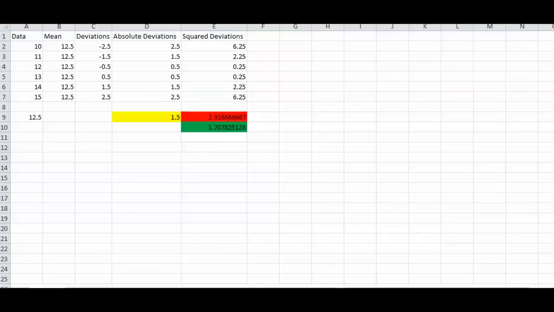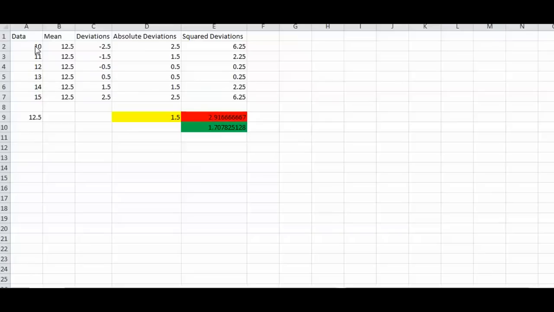I wanted to do a quick demonstration to show why these values are able to measure the spread of the data. Here we have a column of data, and here we have the mean absolute deviation in yellow. That's just the average of the absolute deviations. We have the variance in red, which is the average of the squared deviations. And we have the standard deviation in green, which is the square root of the variance.